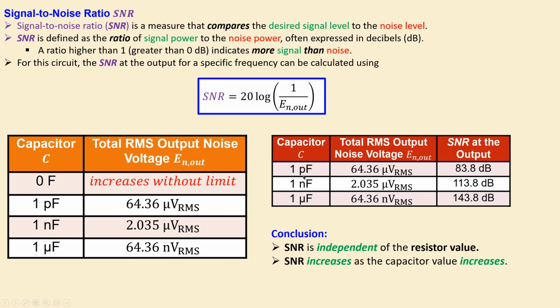So if I go from 1 pico to 1 nano, and from nano to 1 micro, it will increase. Why? Because you have more filtering. That means you filter out more noise. So your signal level is larger in ratio compared to the noise level. But your RMS noise voltage at the output will decrease as the capacitor is increasing, which is of course straightforward, because then you have more filtering by increasing your capacitor value, so you will decrease your noise. So it is also really straightforward.